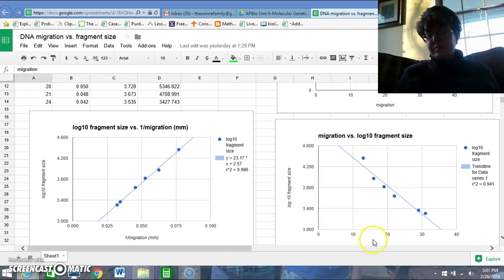0.941. So another thing that I can do is graph 1 over migration, or 1 divided by migration, compared to the log 10 of the fragment size. And if you look at this line, the R-squared value is 0.996, which is much closer to 1, and so really a better fit for the data.